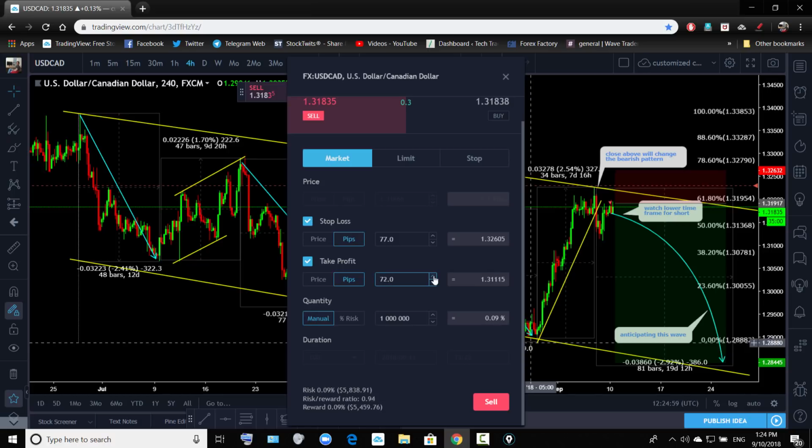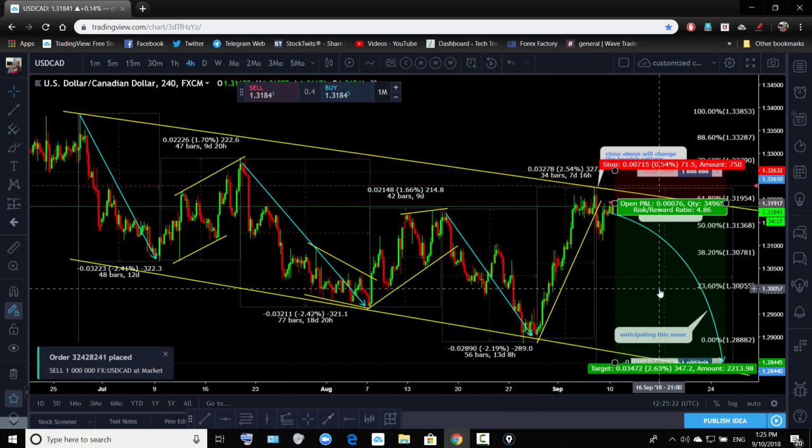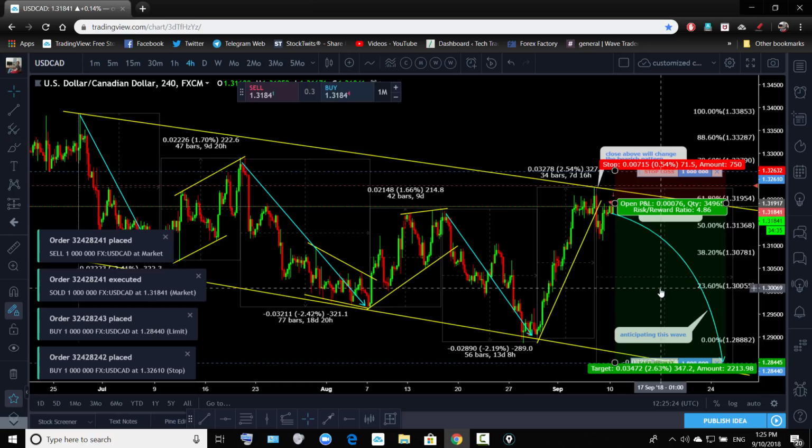So the risk reward ratio is going to be more than 1 to 3. We'll look at the risk reward ratio as well once I trigger the trade. So 1.28440. Here you go. Risk reward ratio is almost 1 to 5, 4.86.